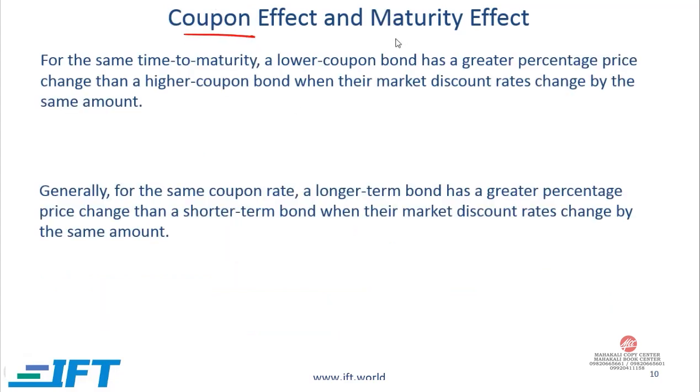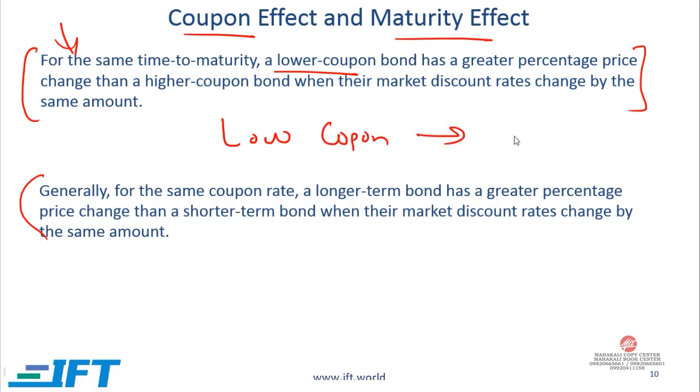Coupon effect and maturity effect. I've already talked about this earlier, but for completeness, I am giving the full definition from the curriculum. This is the coupon effect. For the same time to maturity, a lower coupon bond has a greater price change than a higher coupon bond when their market discount rates change by the same amount. Another way of putting this is that low coupon bonds are more sensitive to interest rates.